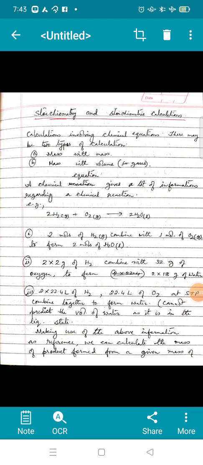Hello students, let us learn the calculations involving chemical equations, which we term as stoichiometric calculations. There are two types of calculations involved. One is mass versus mass, another is mass versus volume. So what is the information we gather from a chemical equation?